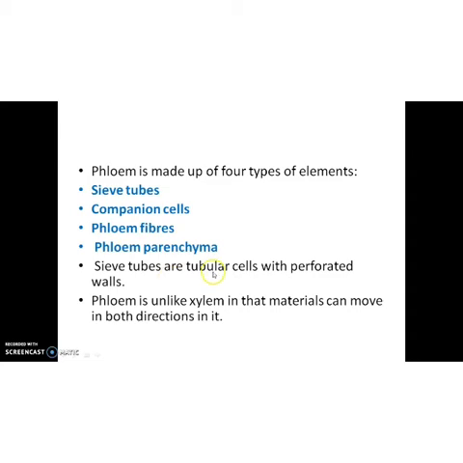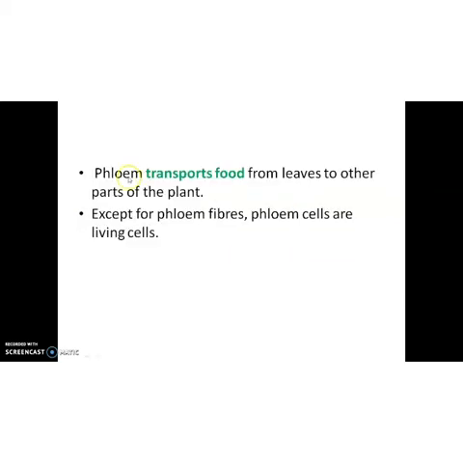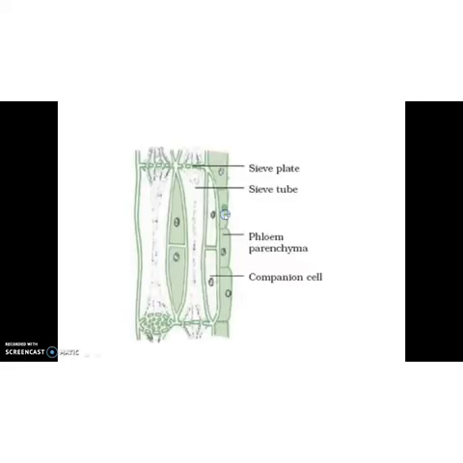Sieve tubes are tubular cells with perforated walls. Phloem is unlike xylem in that materials can move in both directions in it. I will show you a diagram which explains the directions later. Okay? And phloem transports food. Okay, xylem transports water, whereas phloem transports food from leaves to other parts of the plant. Except for phloem fiber, phloem cells are living cells. That means companion cells, sieve tube and phloem parenchyma are live cells, but phloem fiber is dead cell.